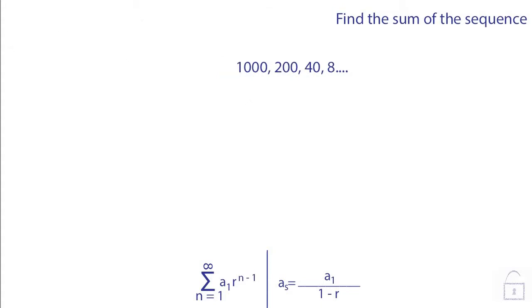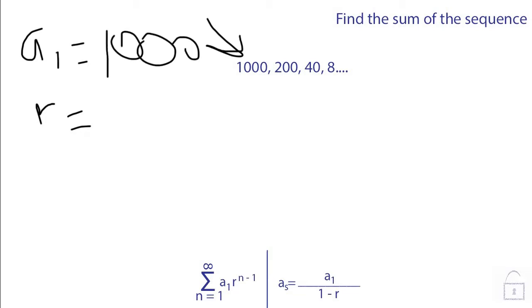Alright, looking at this problem, we have 1,248. So we need to find our A1 value and our R value. Alright, so our A1 value is this first term right here, so 1,000, alright? So now the R value, so to get from 40 to 80, you have to divide by 5. Then 20 to 40, you also have to divide by 5. And 1,000 to 200, divide by 5. So it's going to be 1/5 for our ratio.